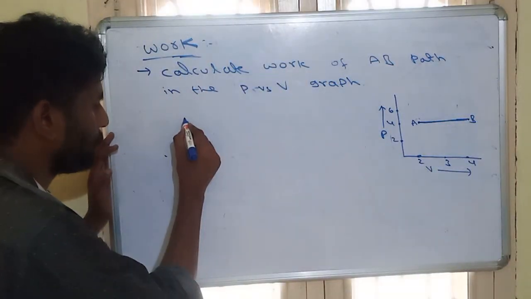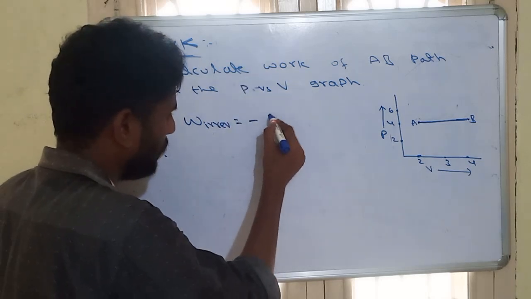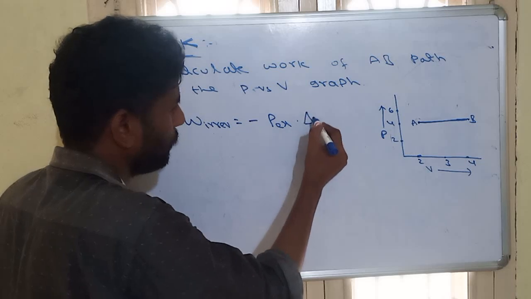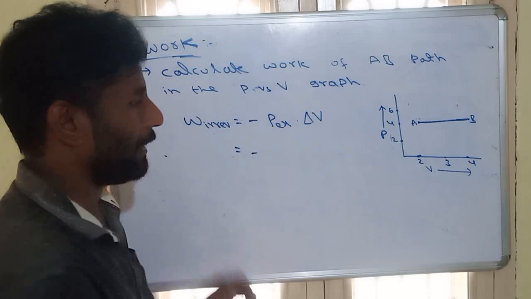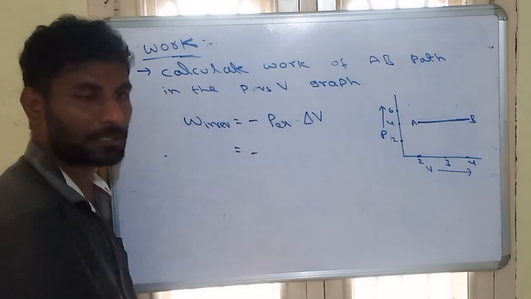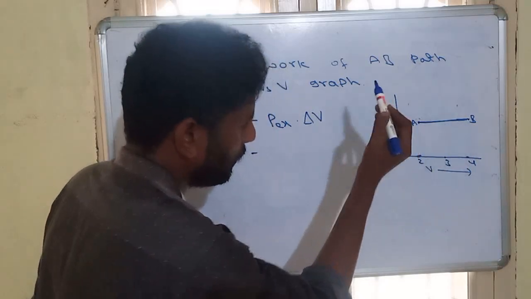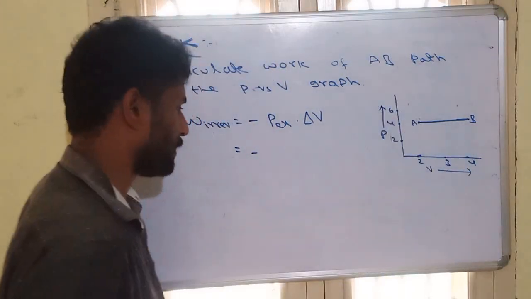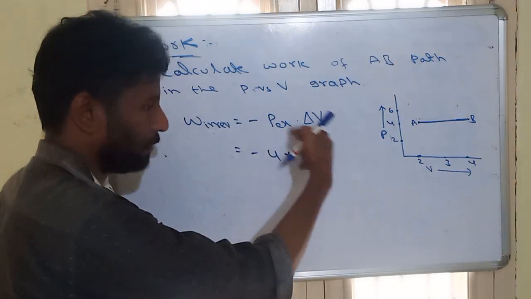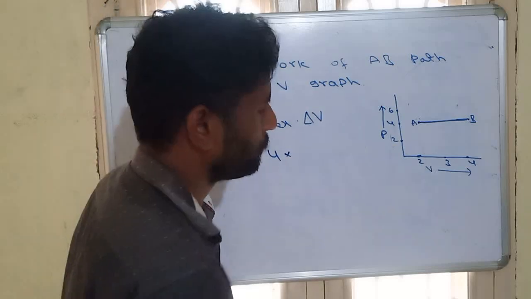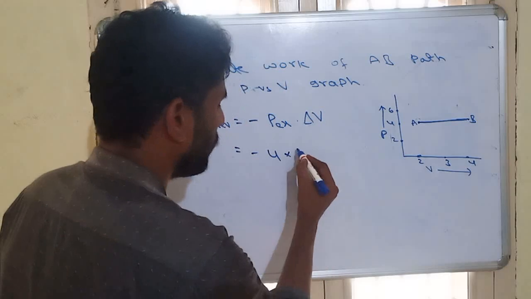As we know, the irreversible work formula is minus Pex into delta V. Pex is the external pressure, a constant external pressure. Here the pressure is constant at 4 units, which we are taking as atmosphere. So Pex will be 4 atmosphere into delta V, the change in volume. Initial volume is 2 and final volume is 4, so 4 minus 2.